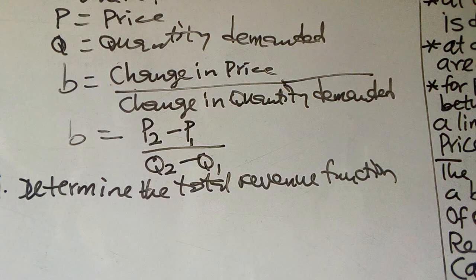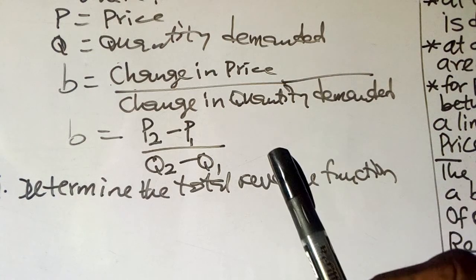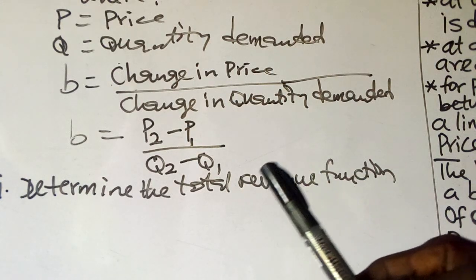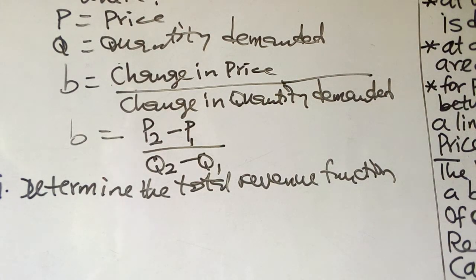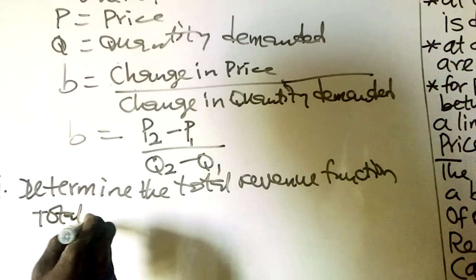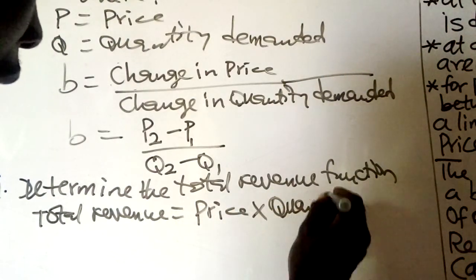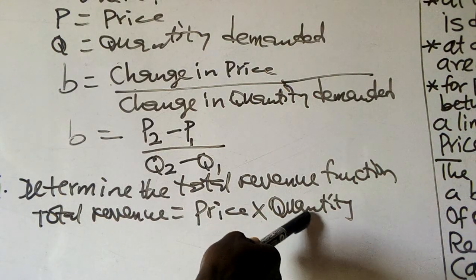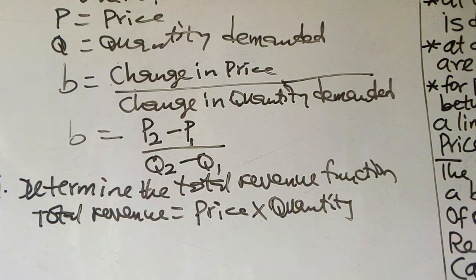Remember, if you sell 20 pieces of this marker, and you sell each one at 100 naira, that means the total revenue will be 20 times 100. 20 is the quantity sold, and the 100 naira is the price for a unit. Therefore, total revenue equals price times quantity. That means your revenue will be 2000 naira. That is the total revenue.